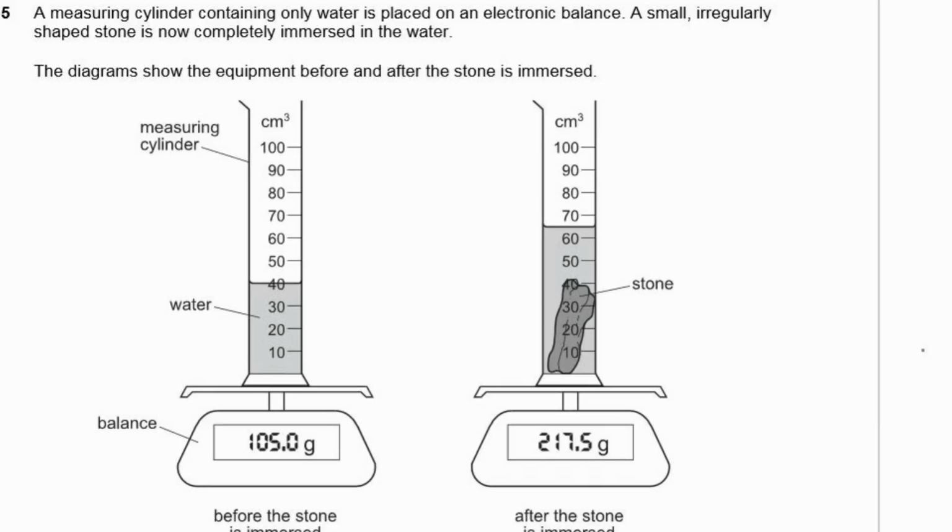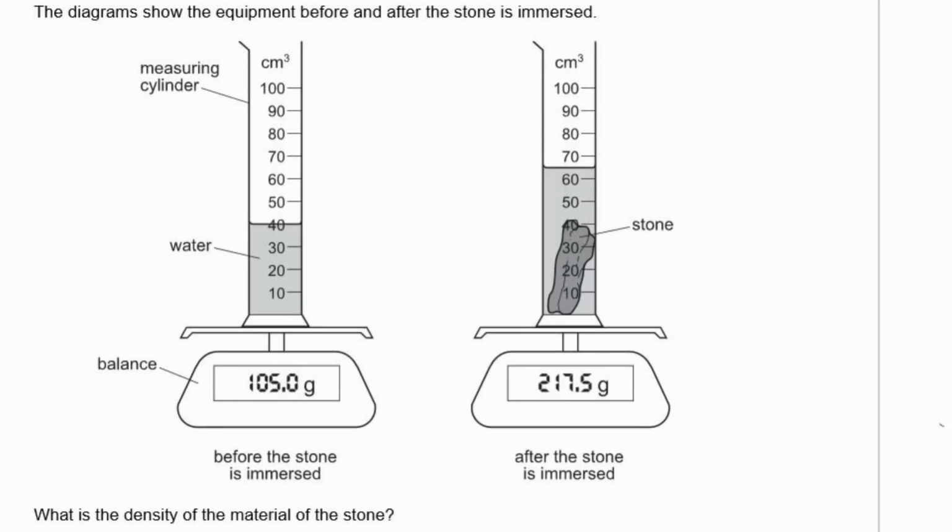5. A measuring cylinder containing only water is placed on an electronic balance. A small, irregularly shaped stone is now completely immersed in the water. The diagram shows equipment before and after the stone is immersed. Okay, let's come down slightly so we can see that a bit more clearly. There we go. And we're being asked, what is the density of the material of the stone?